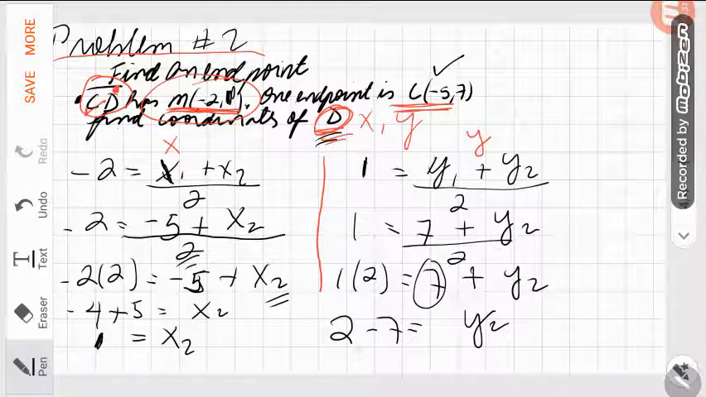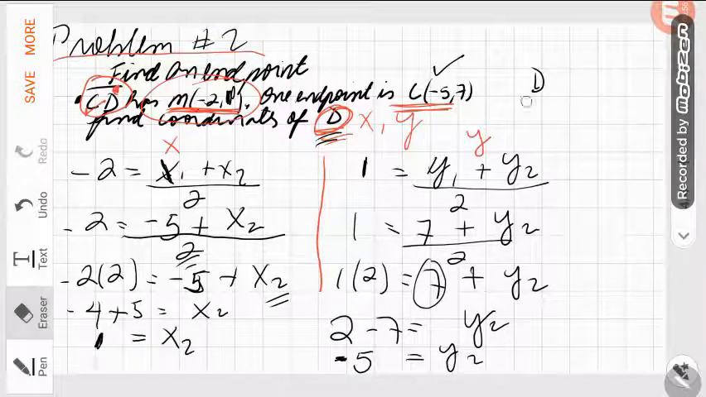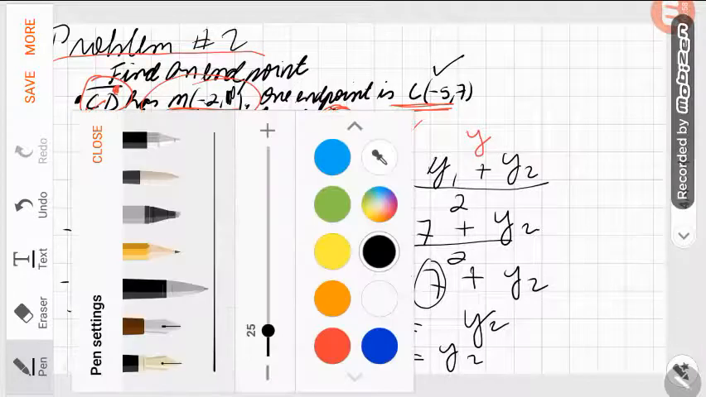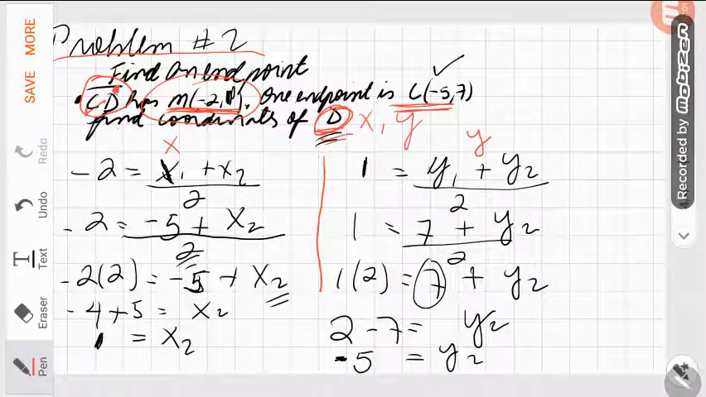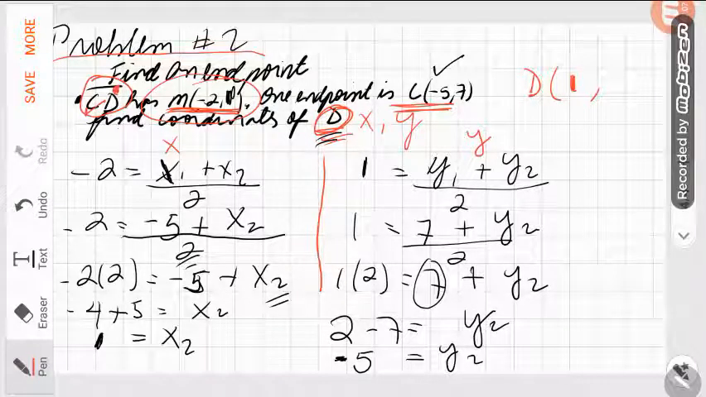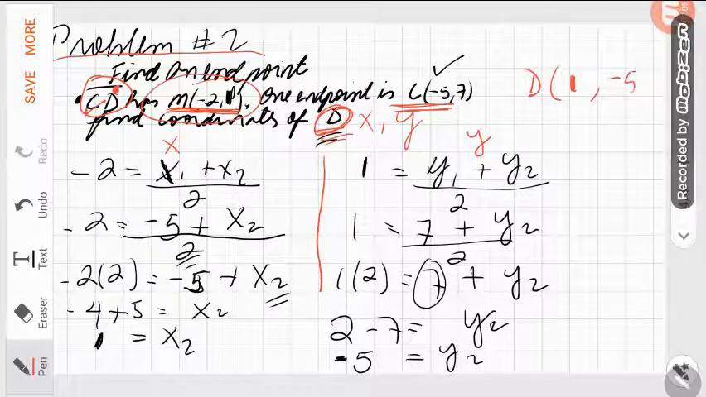Now positive 2 and negative 7 have opposite signs, so there is a subtraction going on between them, with the negative sign remaining, because 7 has the greatest absolute value. So this way I found the value for y. So now I have finally discovered the coordinates for D. The coordinates for D are, on the x-axis 1, and on the y-axis -5.